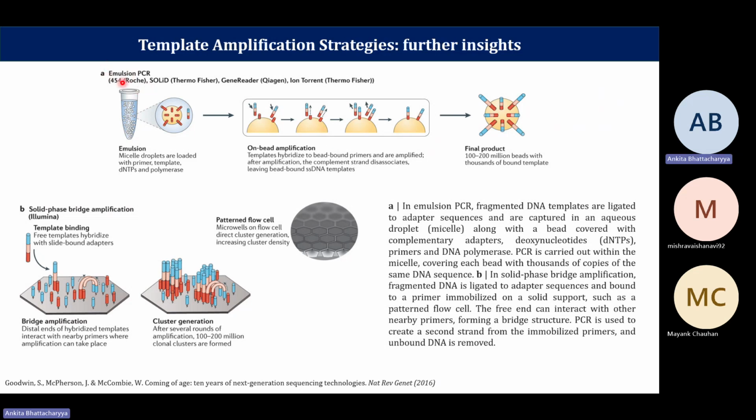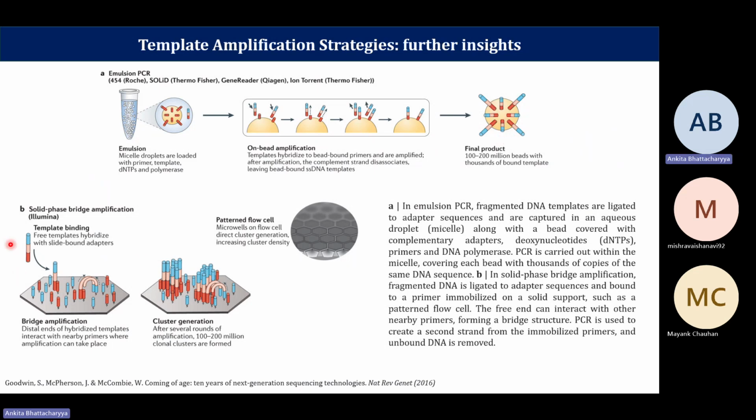Okay. Next, this is the official introduction into template amplification strategies. The first one is emulsion PCR, like I just mentioned, which is followed by all of these different companies. First, you have formation of an emulsion, where you have a water in oil emulsion, and within these you have your bead, you have immobilized adapter sequences or primer sequences, and you have your adapter bound template. And on bead amplification is carried out where the templates are able to bind to the primers, and then extension can take place. And the final product has 100 to 200 million beads, which have thousands of bound template.